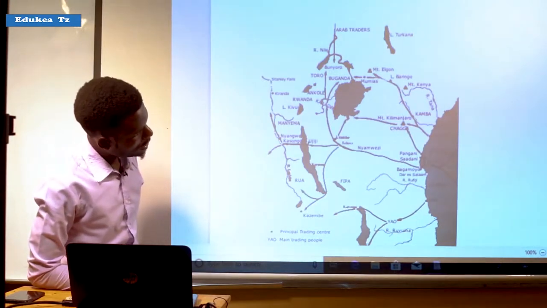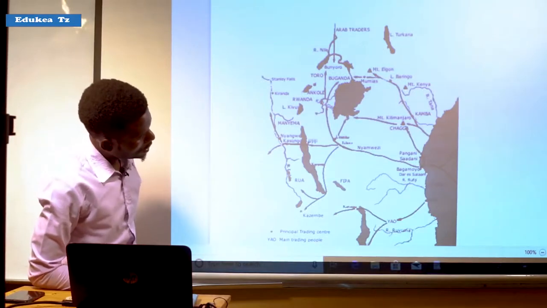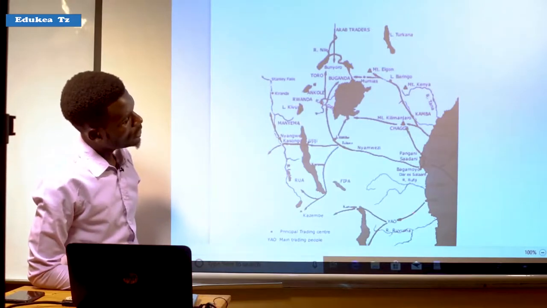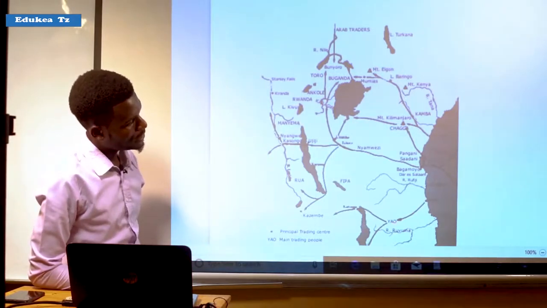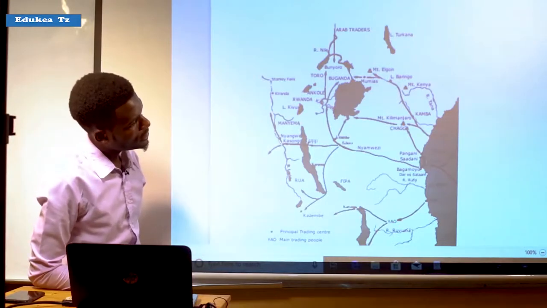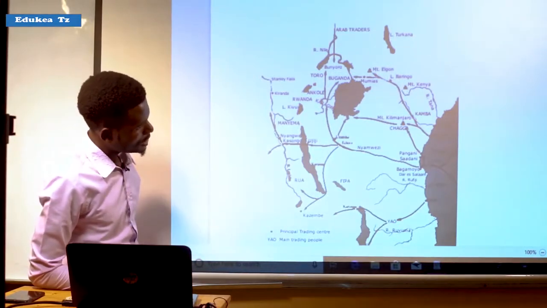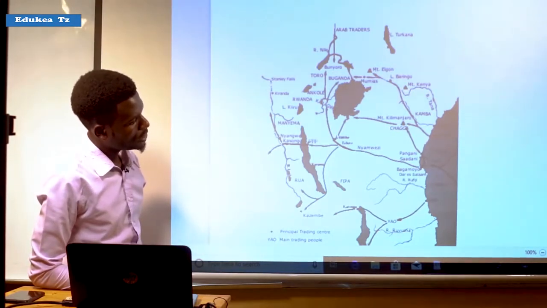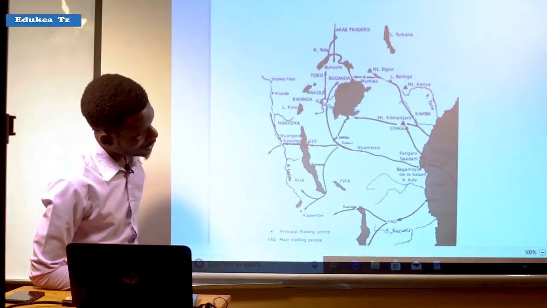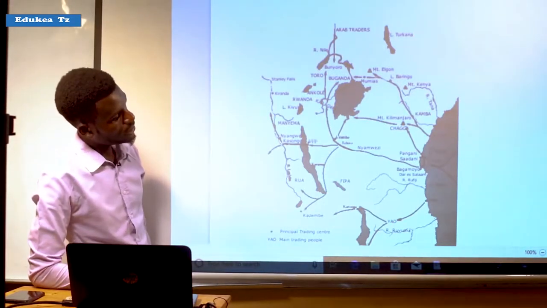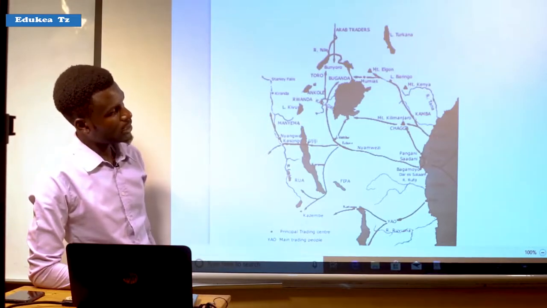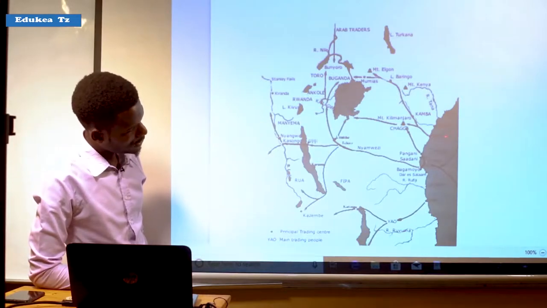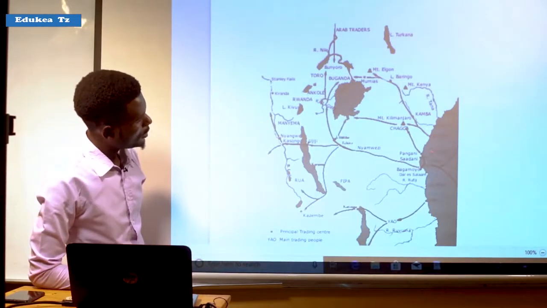But there was the southern route, which was controlled by the Yao. So we have seen almost all the trade route controllers: Yao, Nyamwezi, and Kamba. The northern route by the Kamba, Nyamwezi controlled the central route and the Yao controlled the southern route. And those routes were linked toward the coastal area. This is the Indian Ocean, whereby the Arabs and the Swahili traders were located.